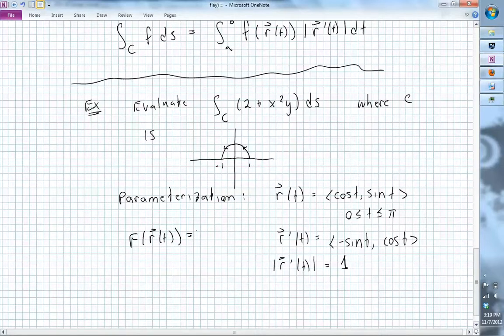Okay, let's talk a little bit about how that works. What I mean by f of r of t is this guy's playing the role of x and this guy's playing the role of y. That makes sense, right? Because it's actually tracing out a curve in the xy plane.